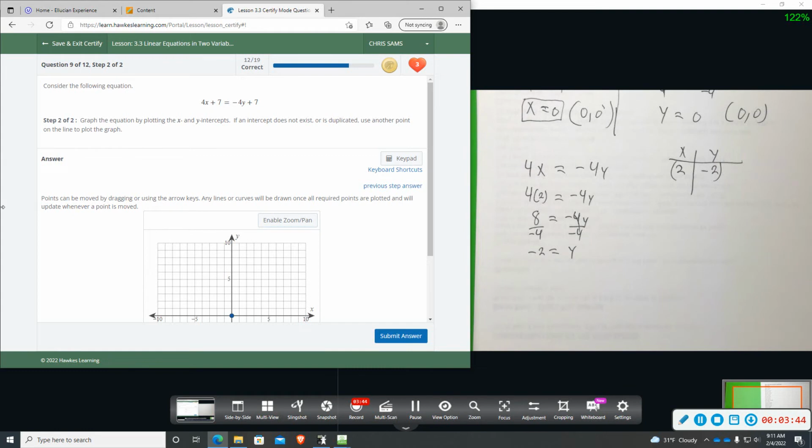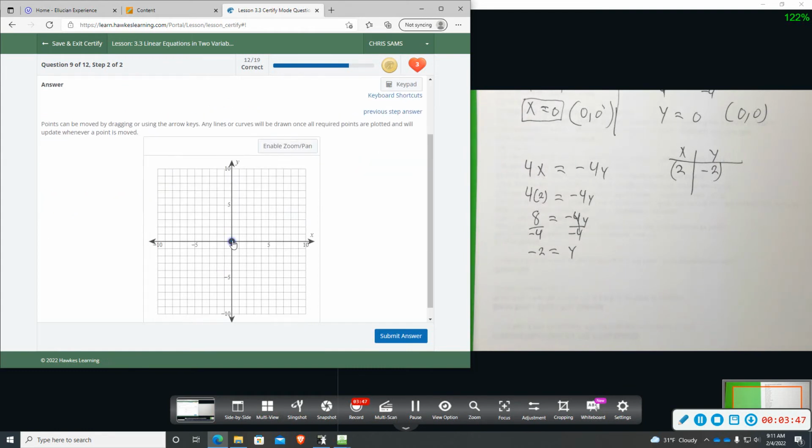So graphing this, I'm going to leave one point there, and then I'm going to go right 2 and down 2. And this will give us our graph.